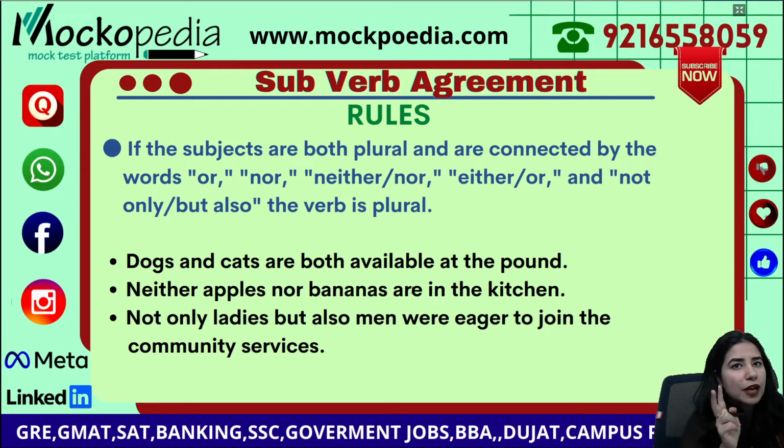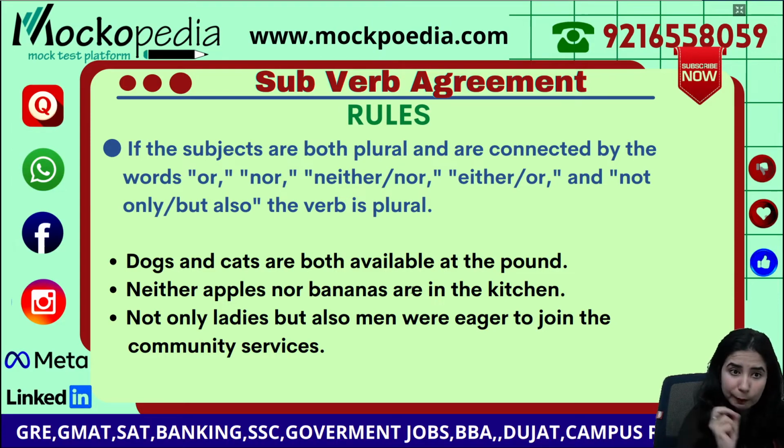Now, say for instance, you're combining plural terms with the same: or, nor, neither nor, either or, not only but also. The verb is plural. This is simple. This is easy to connect. If you're combining two singular subjects using or, nor, neither nor, either or, not only but also, the verb is singular. If you're combining two plural subjects using or, nor, neither nor, either or, not only but also, then in that case the verb is going to be plural. So this is not very difficult.